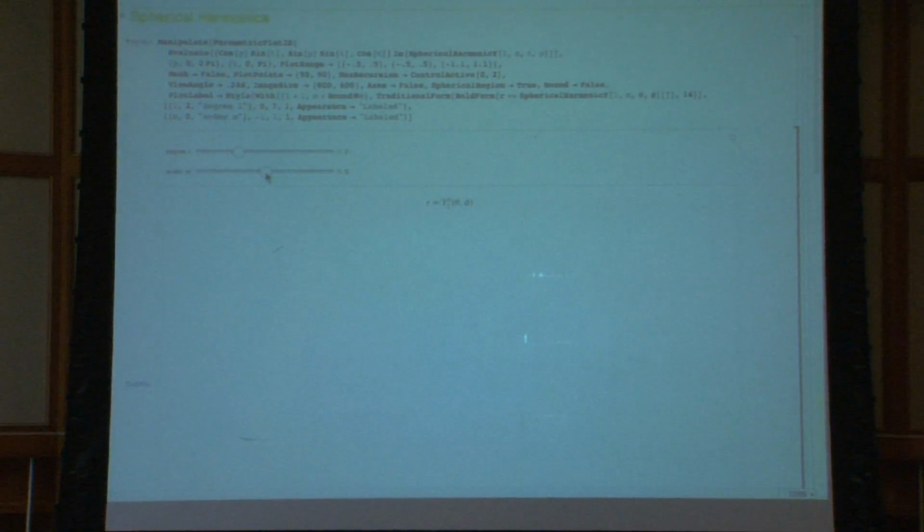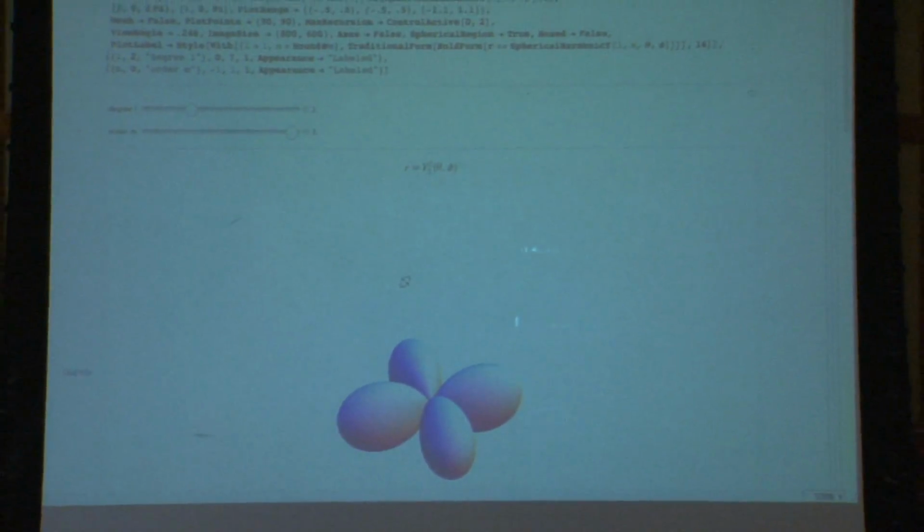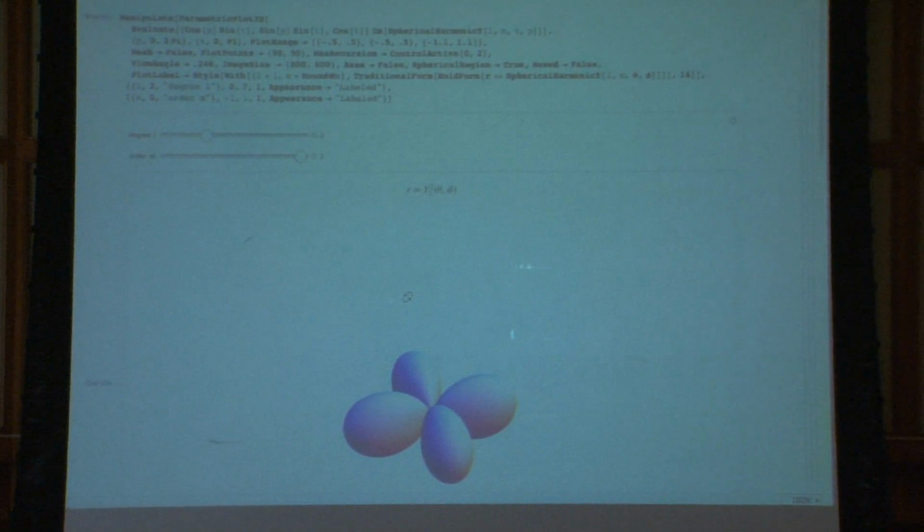And the imaginary part of Y20, we get nothing. That's good, because Y20 was real, right? That would have been bad. But if we look at the imaginary part of Y22, we get the corresponding lobes, the other lobes, so that cos squared plus sine squared is 1.